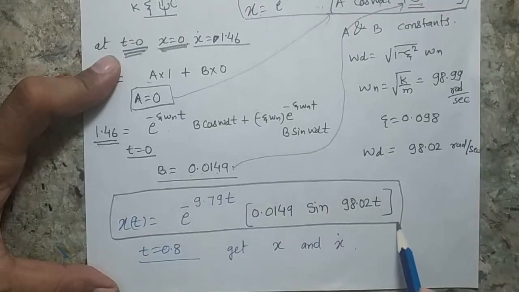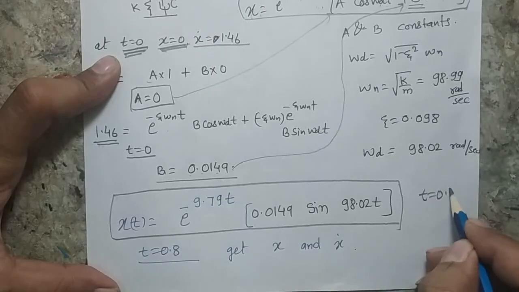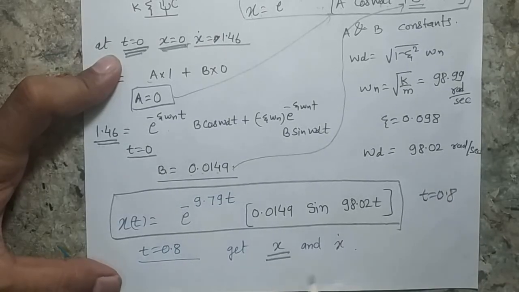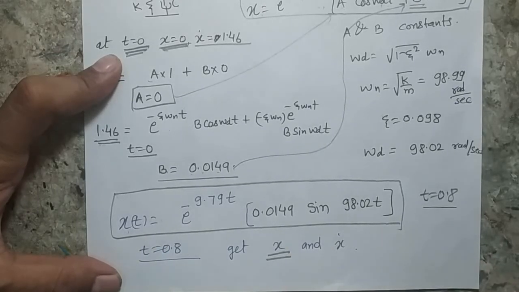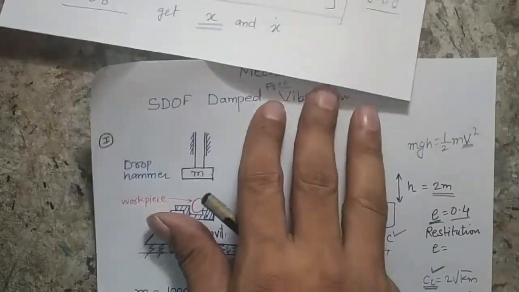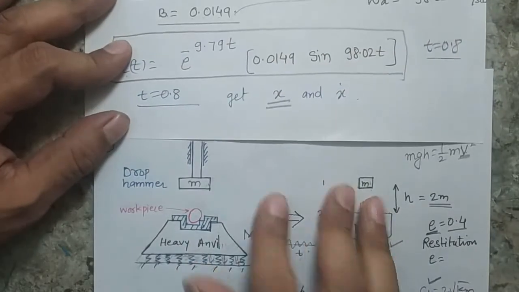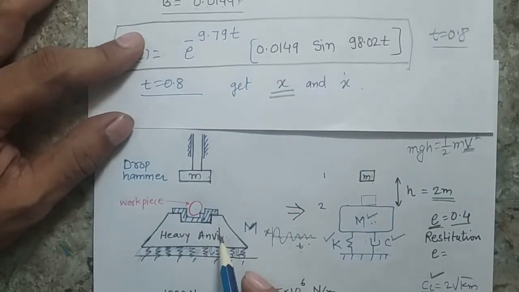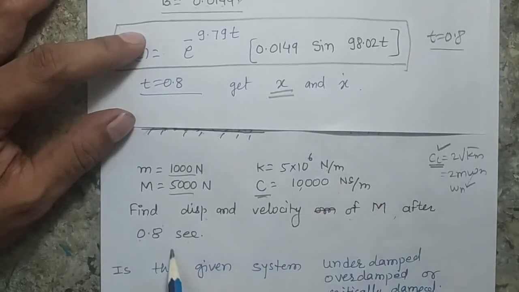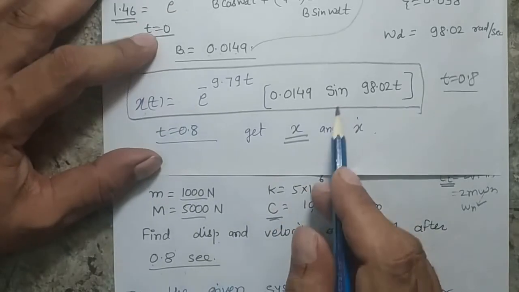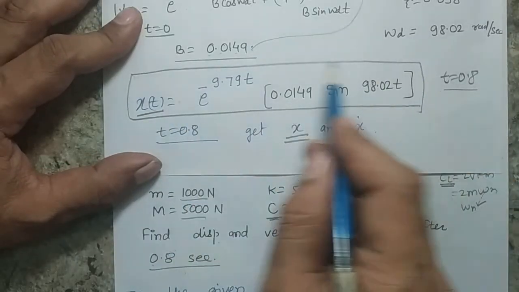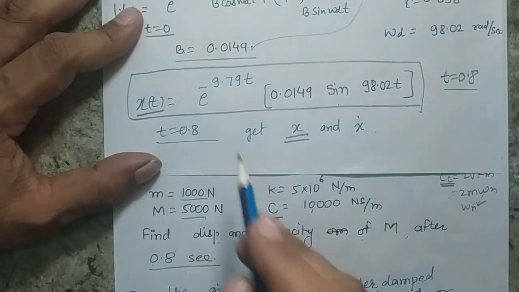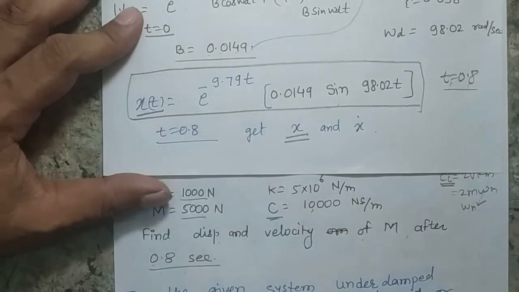In this expression, if I put t equal to 0.8, I will get the x value. If I differentiate this expression and then put t equal to 0.8, I will get the velocity. As the question asks, you have to find the response of your system: the velocity and displacement of this anvil after 0.8 seconds. So in this expression, when you put t equal to 0.8, you will get the displacement. If you differentiate this expression and put t equal to 0.8, you will get the velocity.